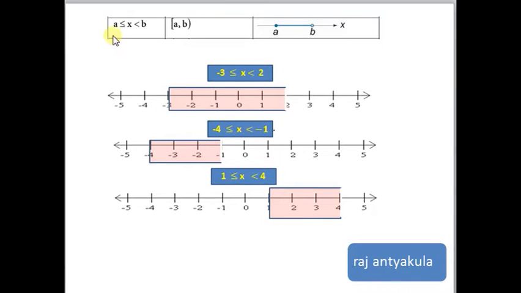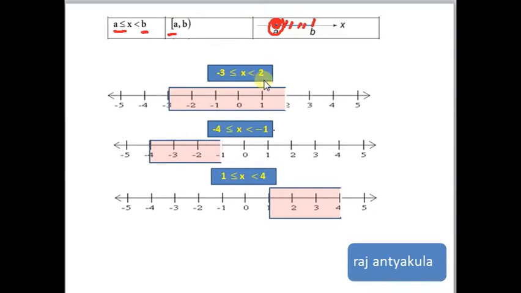See here, another example. A less than or equal to x. It means a is included. For that reason, we are giving a closed bracket. X less than b. So b is not included. So open bracket. So a will be included and b won't be there. So this is the indication on the number line. So a is a filled dot, whereas b is a bubbled one. Bubbled indicates not there.